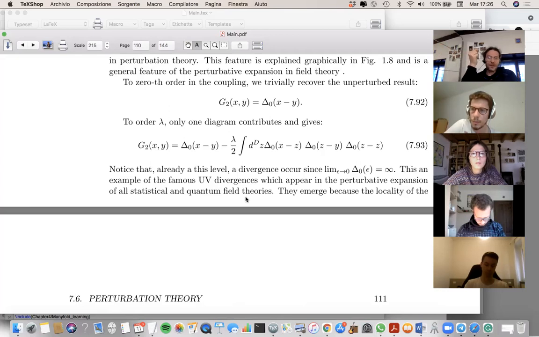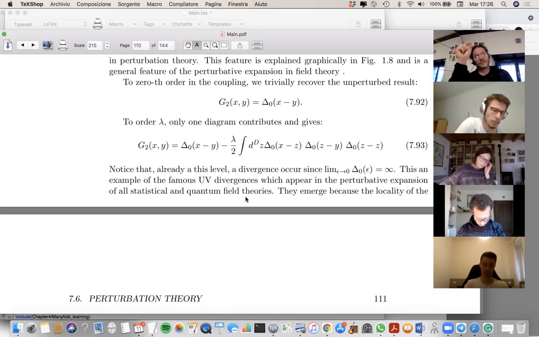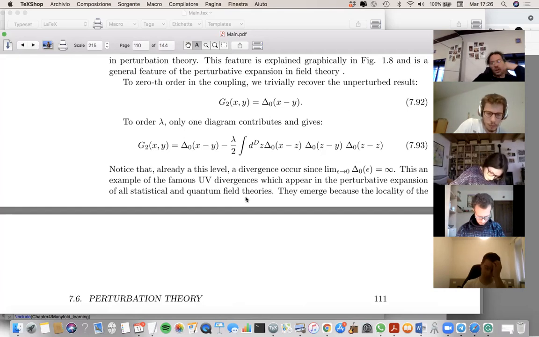Now we have a local coupling because I can think about phi squared in x and phi squared in y, delta x minus y, giving rise to phi to the fourth. That's really local coupling. And I get a divergence. Now it comes at leading order perturbation theory, not at next to leading order contribution, as in scattering problems in QED. But never mind, you get these divergences.